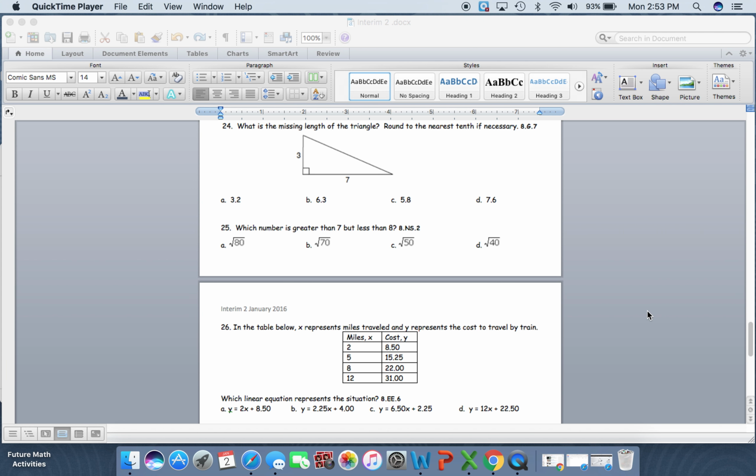Number 24. What is the missing length of the triangle? Round to the nearest tenth if necessary. A. 3.2, B. 6.3, C. 5.8, D. 7.6.